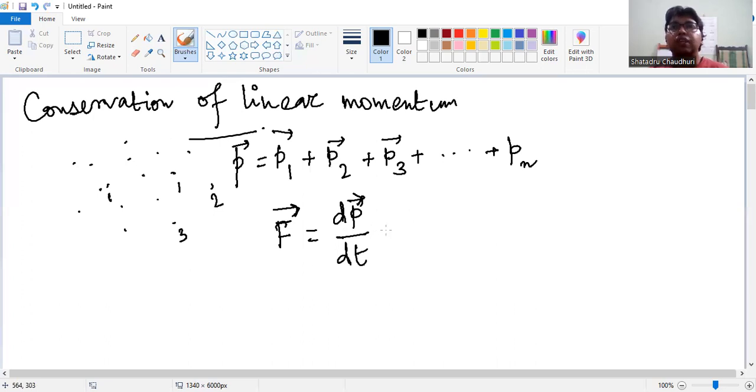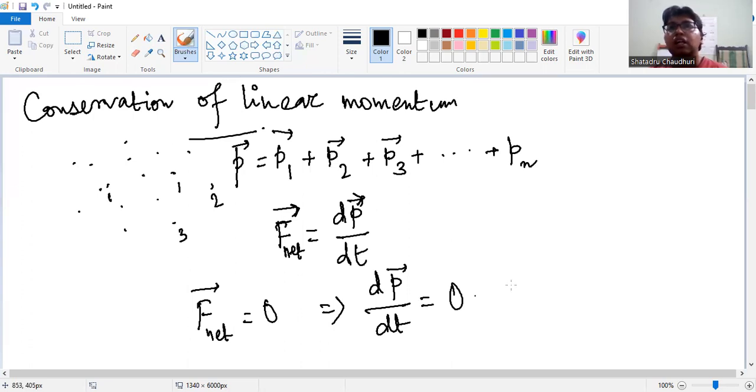So the force vector F equals dp/dt. Now, if this is my net external force, or net force, and if the net force becomes zero for a system, that is, if F net becomes zero, then this implies straight away that dp/dt equals zero. As we all studied in mathematics, if the derivative of a function is zero, then that function is definitely constant over that parameter. That is, if dp/dt equals zero, then p is constant over t. So I can write p equals constant.